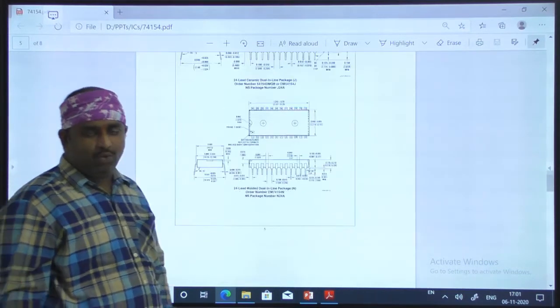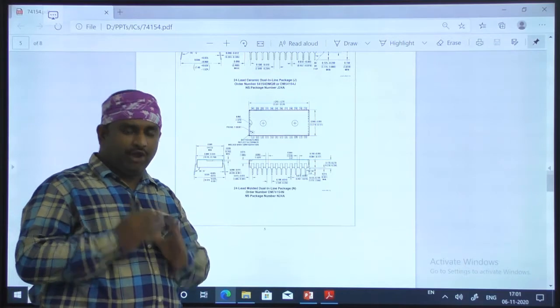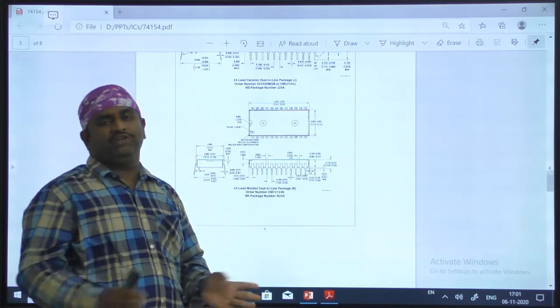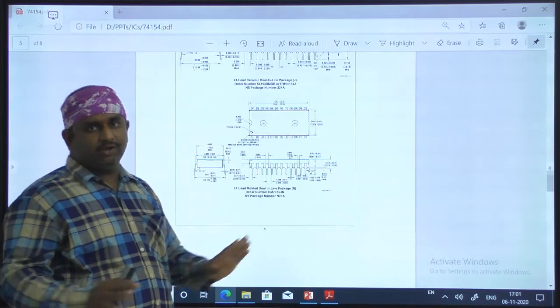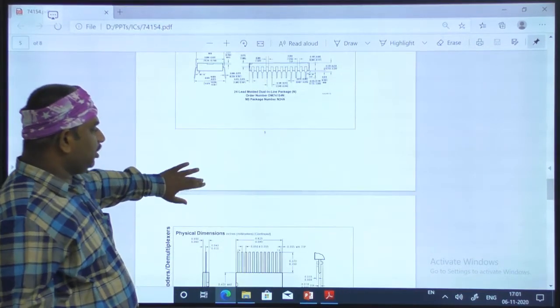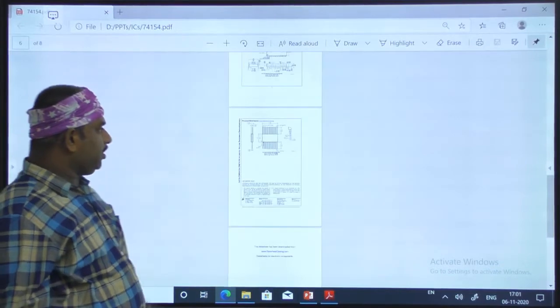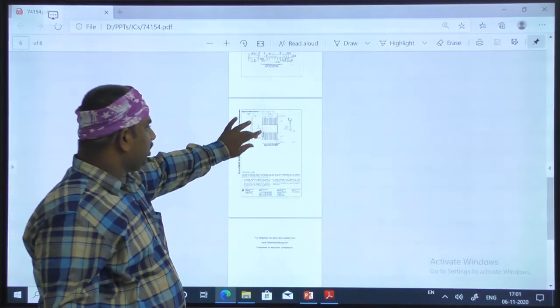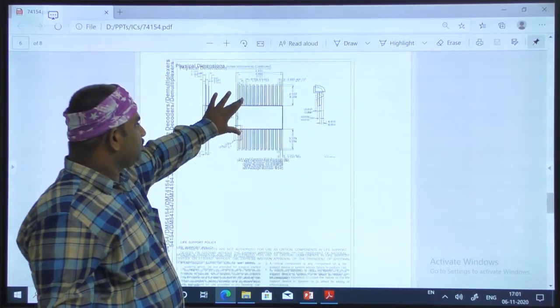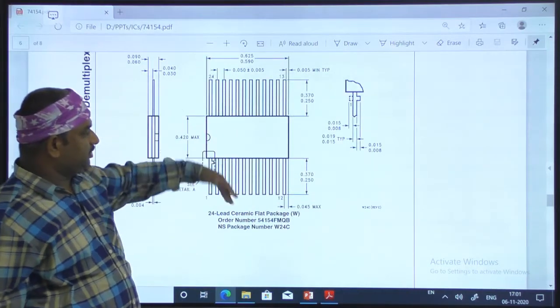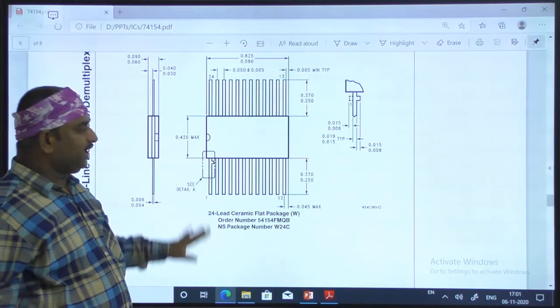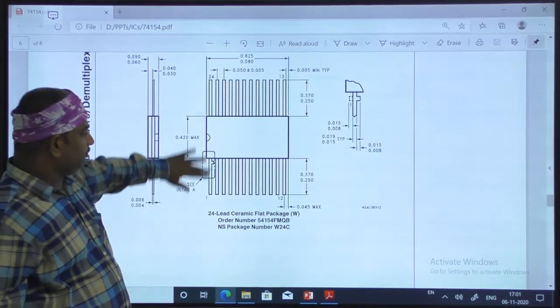Once the company has manufactured this IC, you cannot modify its functionality. If it suits your need, you can use it; otherwise you cannot use that IC. So that is the IC specification. See here, this is one more package. This package has pins on the sides like the wings of a bird.